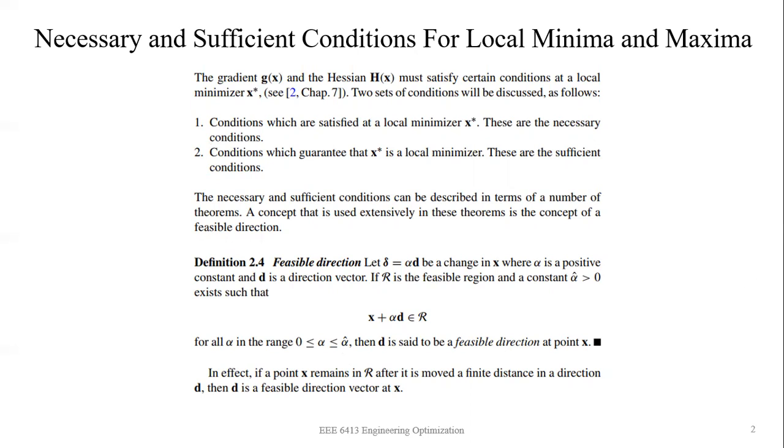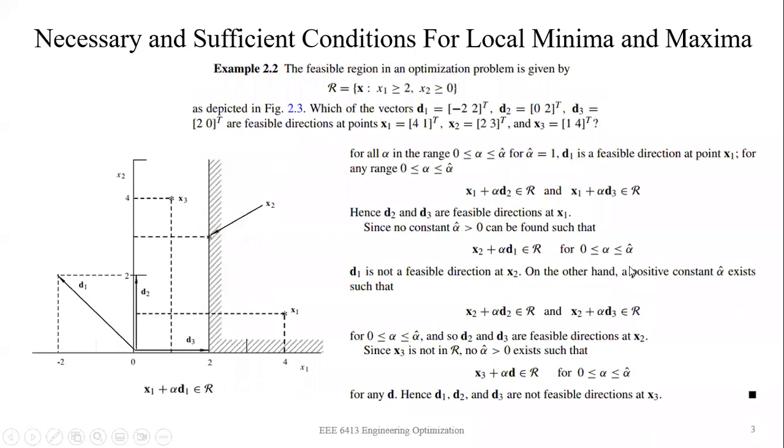Example 2.2: the feasible region in an optimization problem is given by R, where R is the set of x where x1 is greater than or equal to 2 and x2 is greater than or equal to 0. So x1 is at least 2 and x2 takes all positive values, including 0. Our first objective is to plot this. In these axes, this is our origin. We mark 2, and x2 has to be greater than or equal to 0. So this area is our feasible region, R.